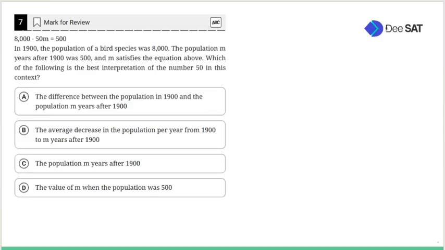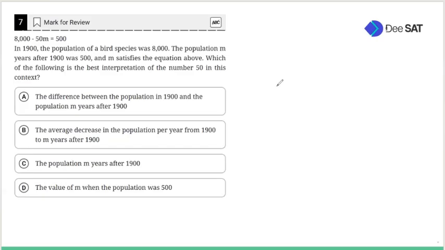We know that in 1900, the population of a bird species was 8,000. That is given. The population m after 1900 was 500. So that means after some time it was reduced to 500, and satisfies the equation above. Which of the following is the best interpretation of the number 50 in the context?